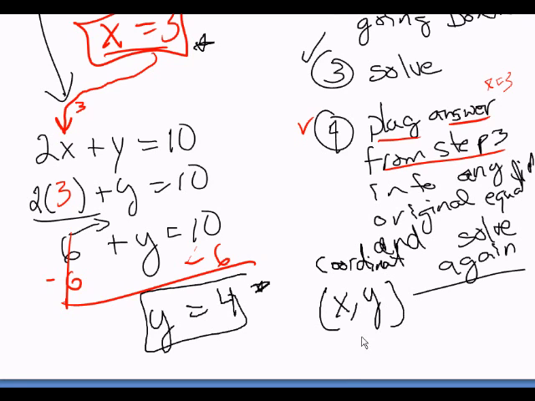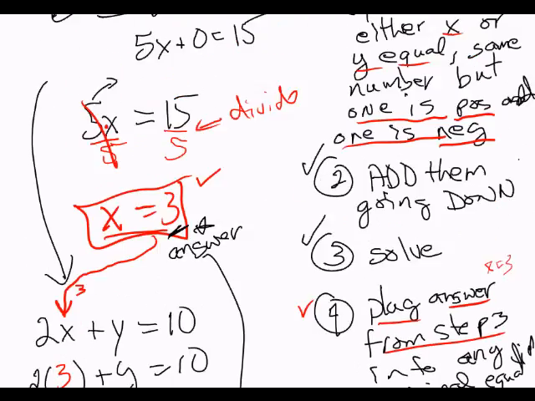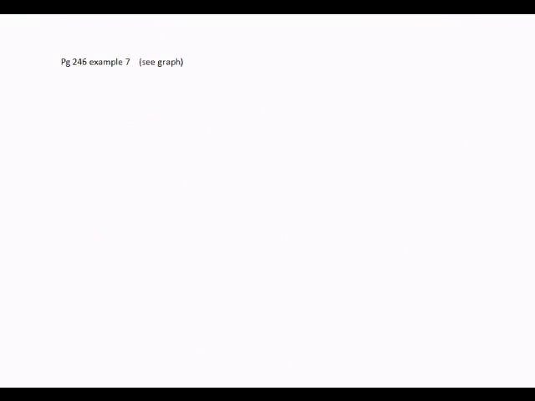Now you can actually put it in coordinate form. Coordinate form is x and y. So if you want, instead of writing x equals 3, y equals 4, you can put a 3 in the x spot, a 4 in the y spot, and this is the same as long as you have a parentheses around the coordinate. So you could write this as the answer, or these two, x equals 3 and y equals 4. Either one is the answer.